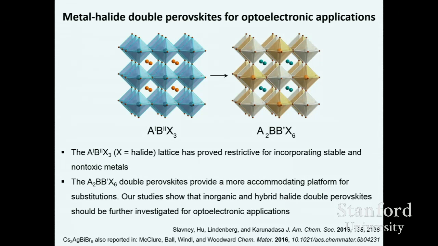So here also, I think the most exciting aspect of this material is its tunability. There's been a great deal of interest in forming less toxic materials with this structure, but the ABX3 structure has really been restrictive for replacing the B site with stable and non-toxic metals. But the double perovskite structure really relaxes that requirement, and we can put many more combinations of metals in very different oxidation states, and the playing field is now wide open.